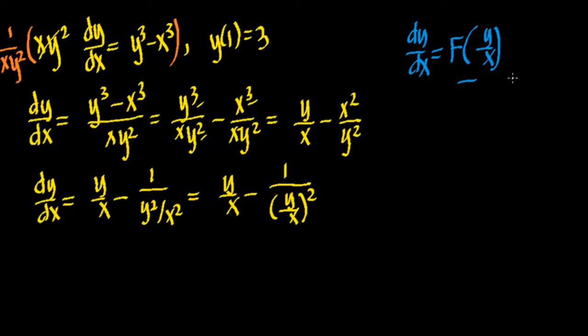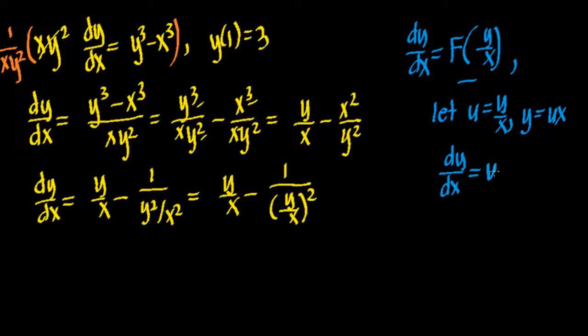Now we've already and successfully changed that into this form, so we will let u is equal to y over x, and our y is equal to u times x. Now the differentiation with respect to x is dy over dx is equal to u, dx over dx is just 1, so we have u here plus x du over dx.